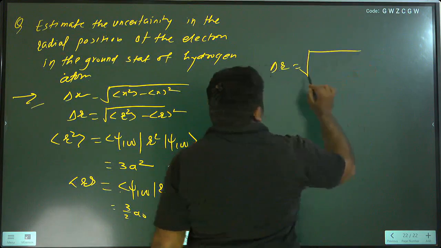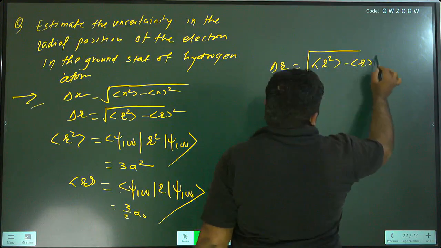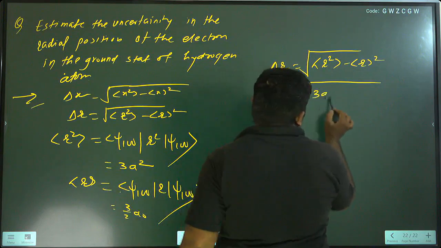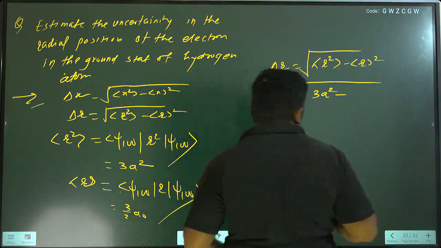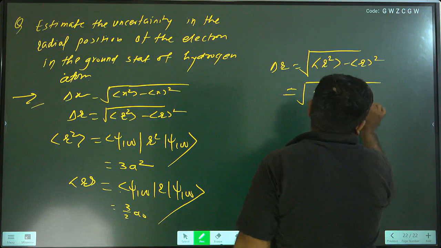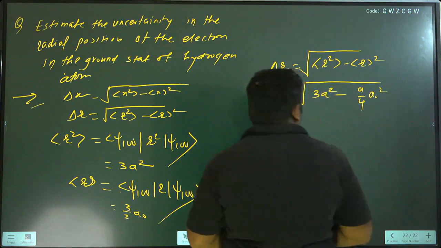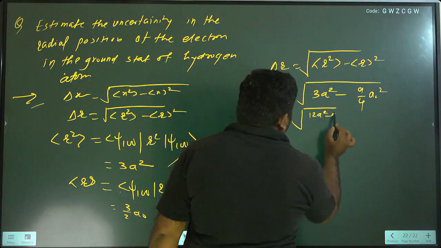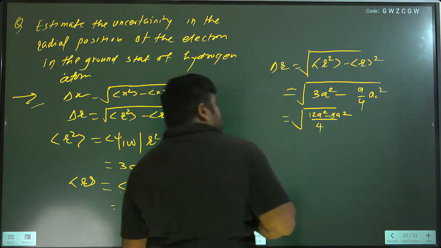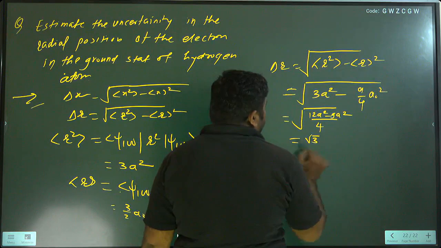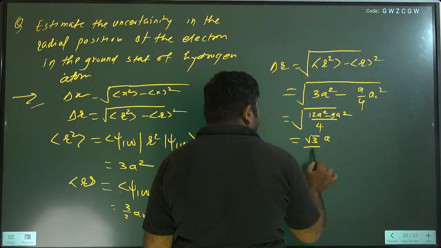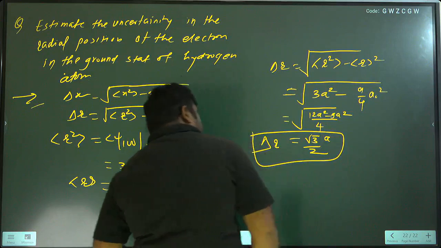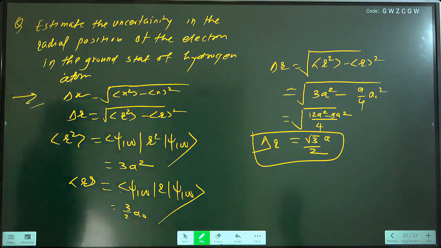Now put these values here. Delta r is equal to the square root of expectation of r square minus expectation of r squared. Expectation of r square is 3a naught square. Expectation of r, squared, is 9/4 a naught square. So 3 into 4 is 12, and 12 a naught square minus 9 a naught square, divided by 4, is 3 a naught square over 4. The square root is root 3 a upon 2. So delta r is equal to root 3 a upon 2.